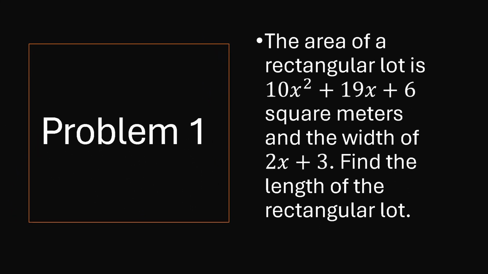Let's have problem number one. The area of a rectangular lot is 10x squared plus 19x plus 6 square meters, and the width is 2x plus 3. We need to find the length of the rectangular lot.